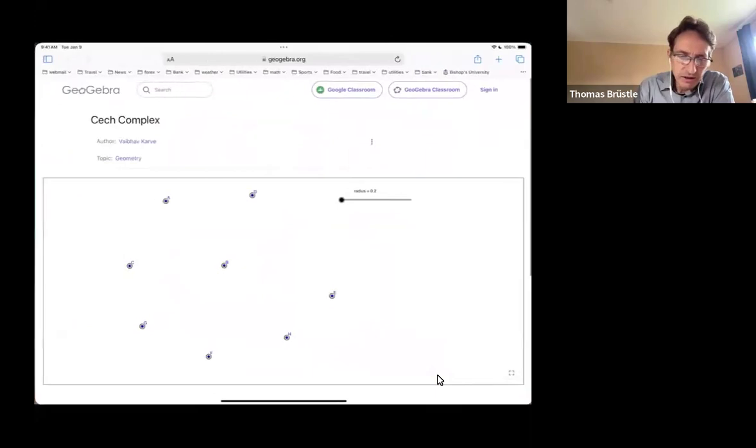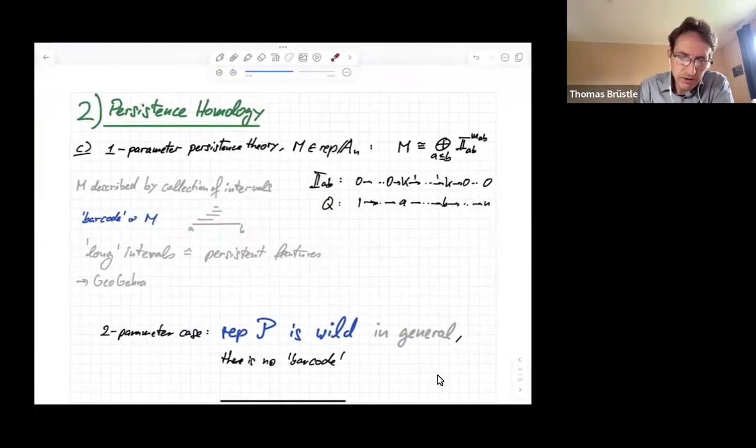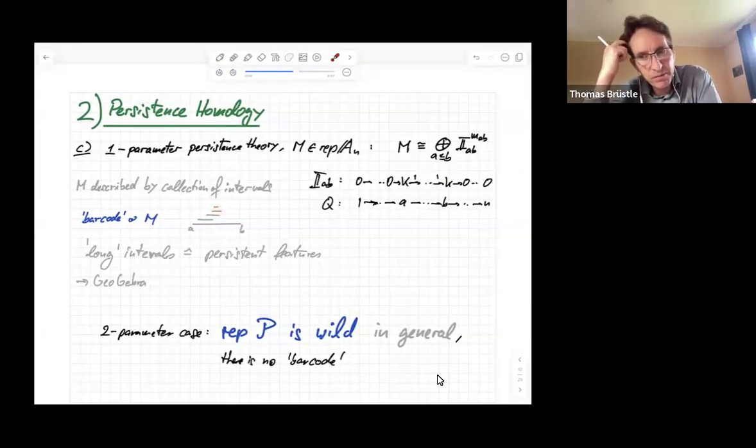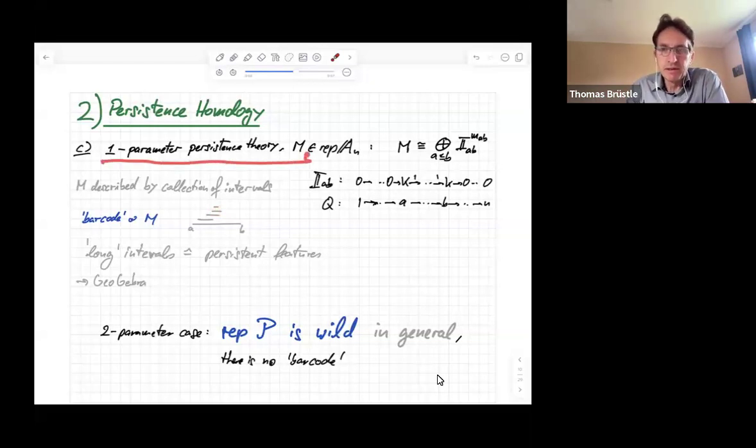So in general, you would expect some shorter intervals appearing quickly that are just coming from some noise in the data, and we want to ignore those. So we are interested in long intervals in that persistence diagram.